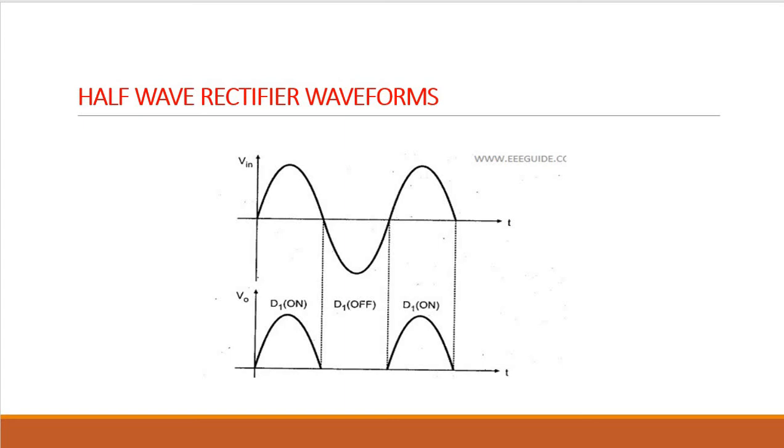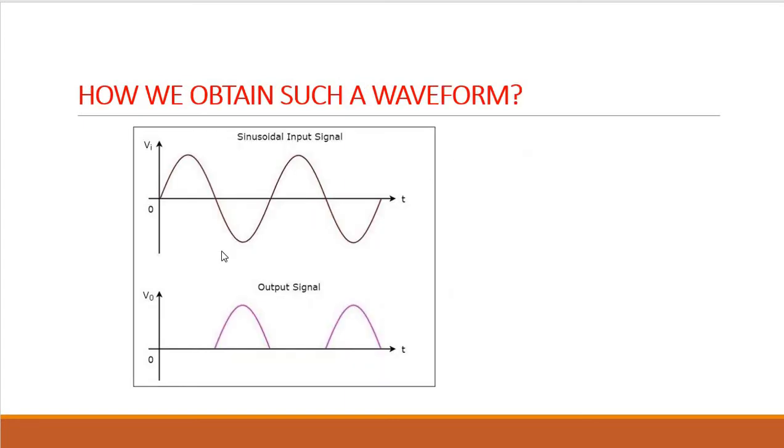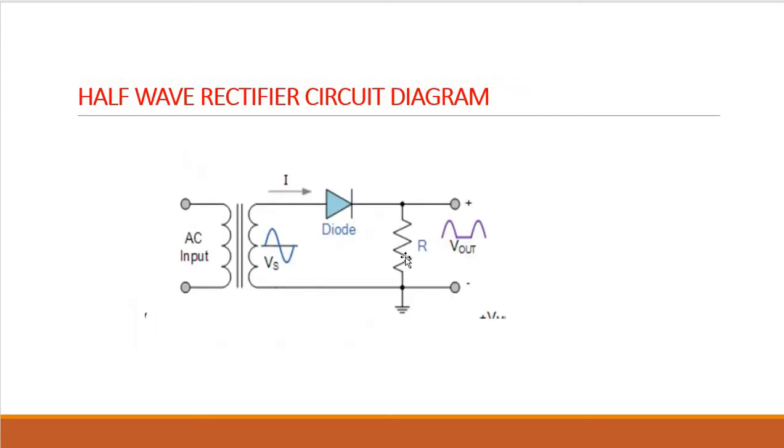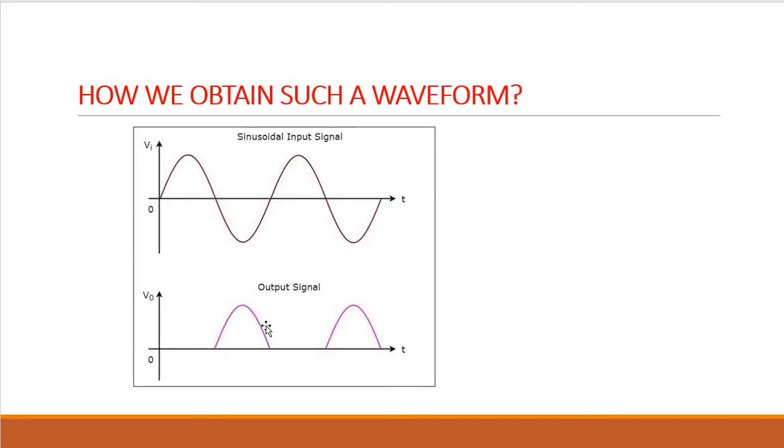Now I have a stimulating question for you. Now suppose we are having an input waveform like this, and we need an output signal like this. That means we are getting the output voltage during the negative half cycles of the input voltage. So my question is, what modification is required in this particular circuit to obtain a waveform like this? Okay.